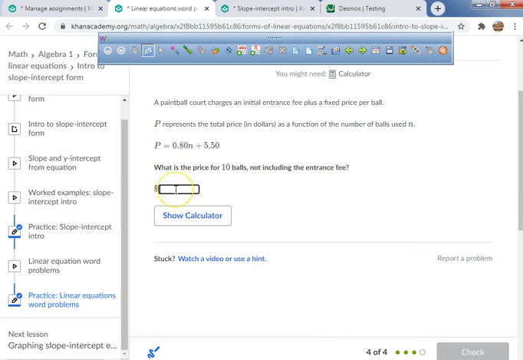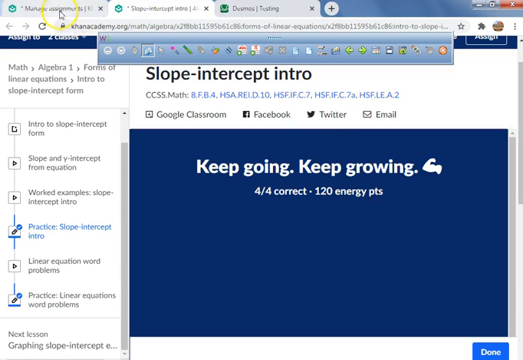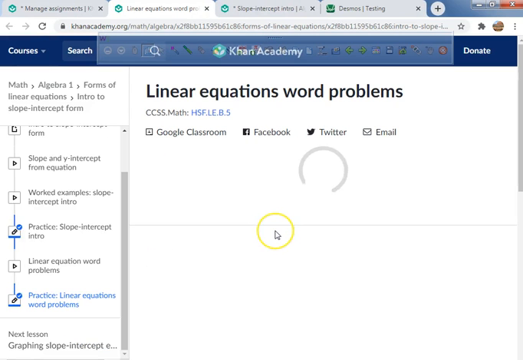All right, I'm going to type in an 8. Nailed it. All right, let's try it again. Just keep going. Let's do another problem.